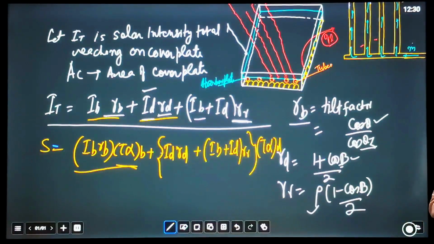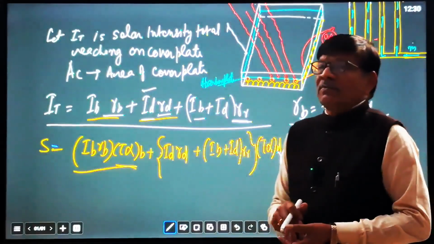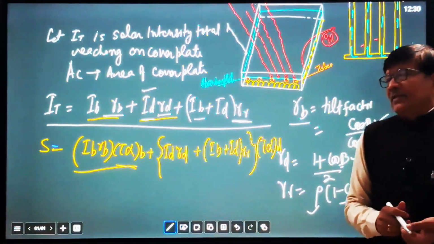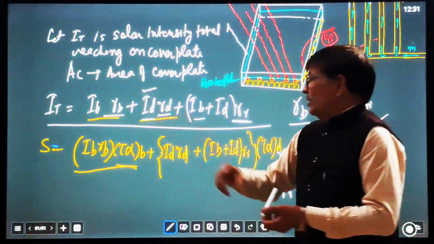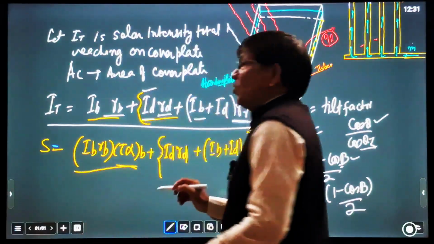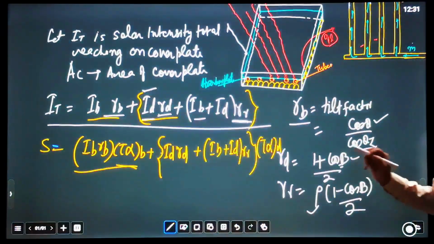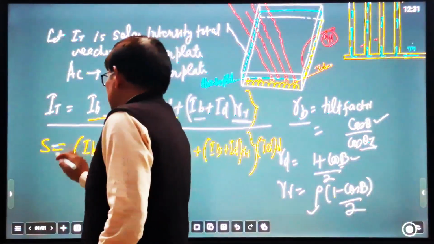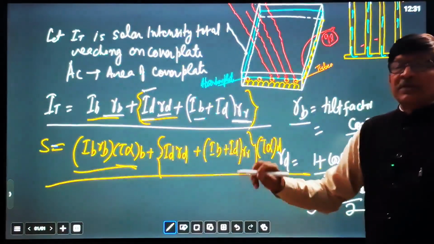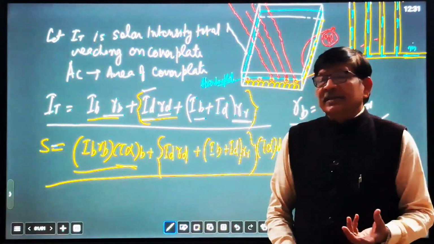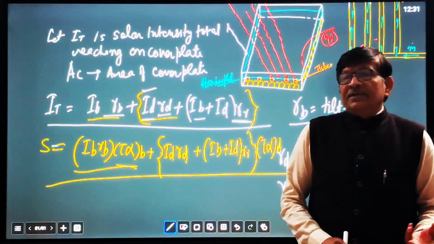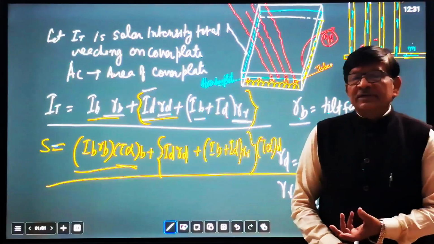Whether it is a part of the diffuse radiation or reflected radiation, it will be multiplied by tau alpha for the diffuse radiation. There is no specific value of tau alpha for the reflected radiation. So that's why the whole of this part will be multiplied by tau alpha d, that is, diffuse radiation. So this much energy reaching the absorber plate will be absorbed by the absorber plate. This is useful because this is the energy useful for the conversion of solar energy to heat in the fluid that is flowing through the tube.